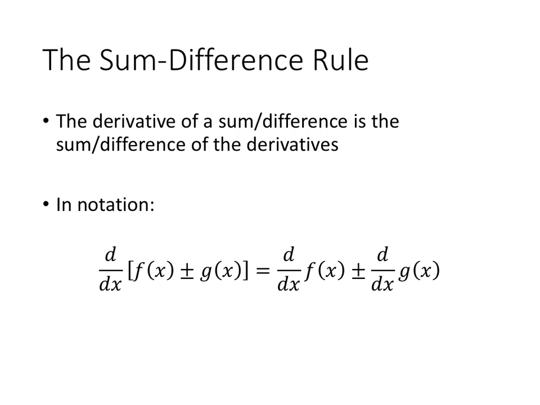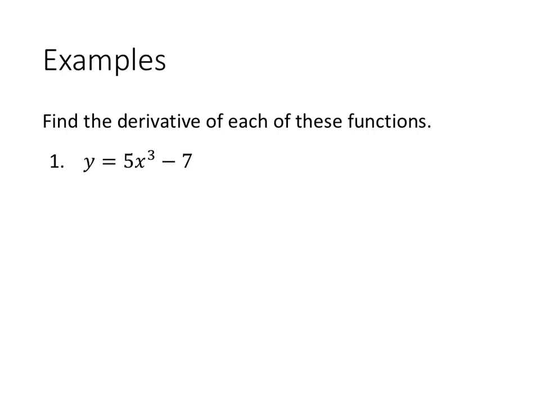One more rule here, which is sometimes called the sum difference rule. You'll often see this as two separate rules, but I'm combining it here as one rule, which simply says that the derivative of the sum or difference of two functions is the sum or difference of the derivatives. Once again, we'll see a few examples. So if I have y equals 5x cubed minus 7, I simply need to find the derivative of 5x cubed and the derivative of 7, and then subtract them, and that will be the derivative of the whole thing.